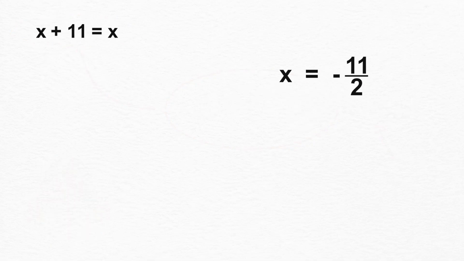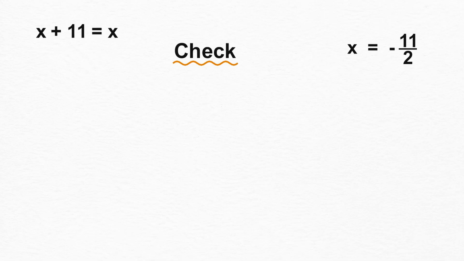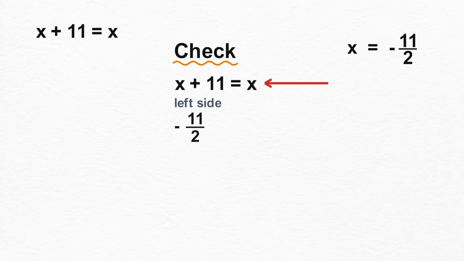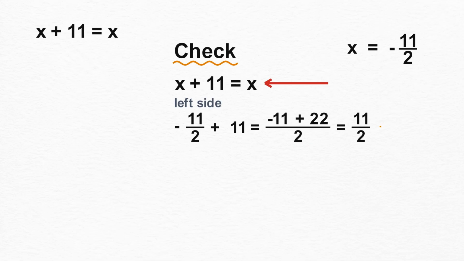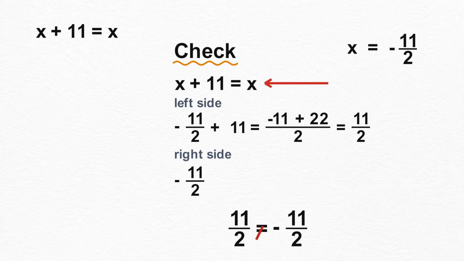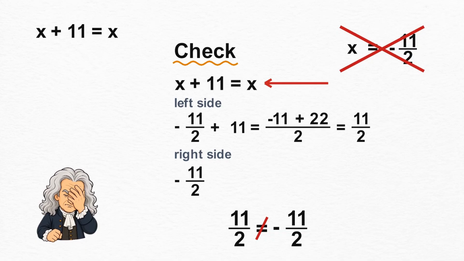So let us check it. That is what checking is for. Put -11/2 back in place of x. On the left, -11/2 + 11. 11 is 22/2, so that comes to 11/2. And the right-hand side is -11/2. Same number, opposite sign. Not equal. So -11/2 is not a solution, and the equation still has none.